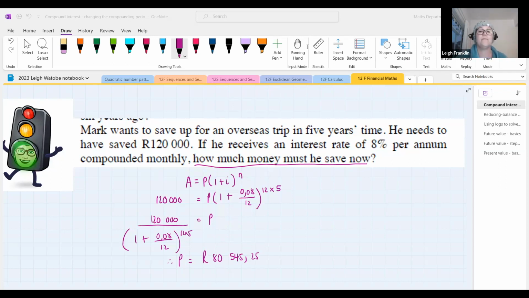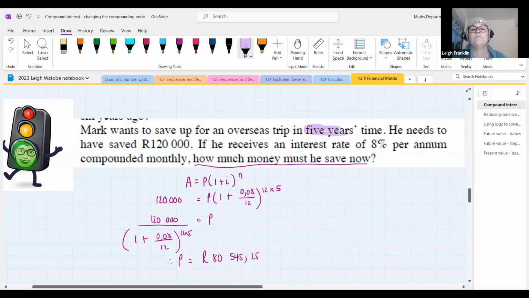The reason why we said 12 times 5 is because the trip is in 5 years' time. So we use the 5 in 5 years' time times the compounded monthly. Yeah. Good, good. Well done. That's perfect. Okay, because it was compounded monthly or 12 times a year for 5 years. That's why it has to be 12 times 5. Well done. That's perfect. Thank you so much.